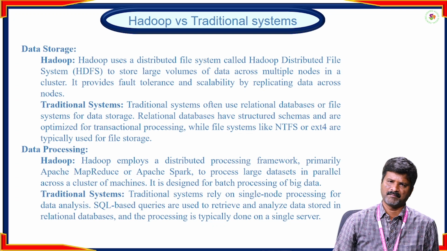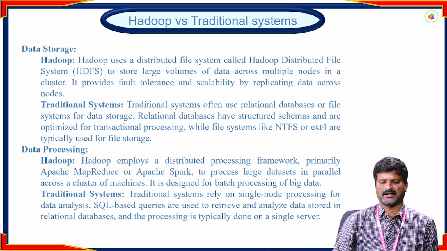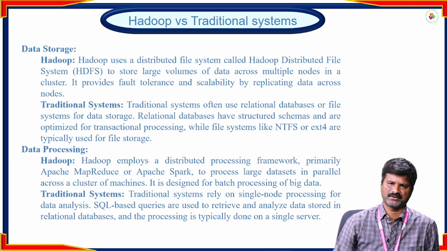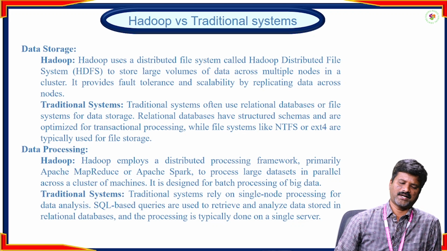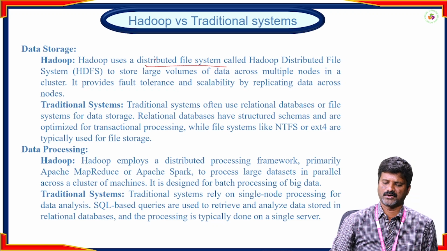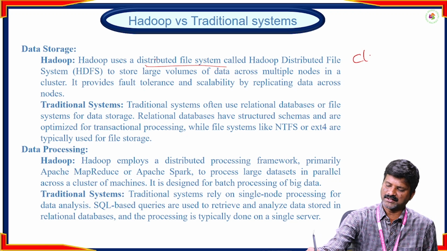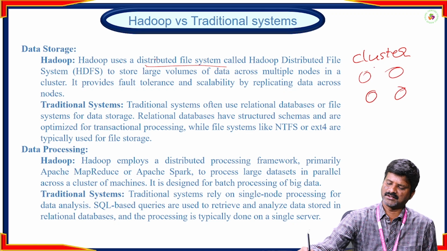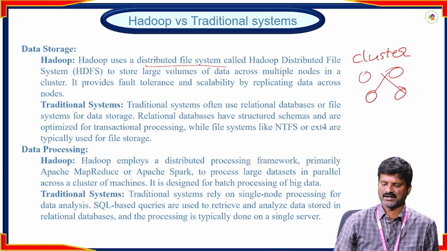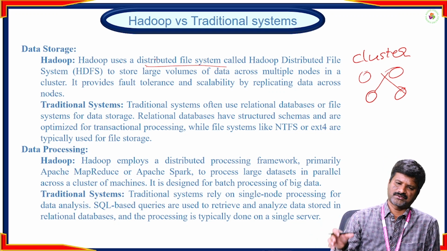Hadoop is a big data framework. You are comparing Hadoop with traditional systems, and how these two are different from each other. In terms of data storage, Hadoop uses a distributed file system. This is one of the advantages. We use the Hadoop distributed file system to store large volumes of data across multiple nodes. Why? Because Hadoop is nothing but a cluster, and a cluster contains multiple nodes. Across all these nodes you are storing large volumes of data. Distributed means you are storing the data across multiple nodes.